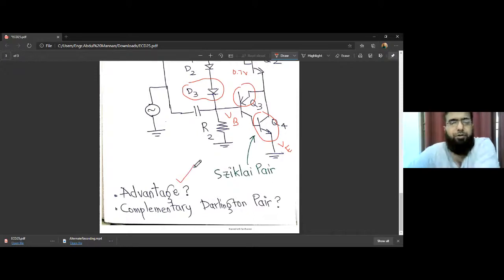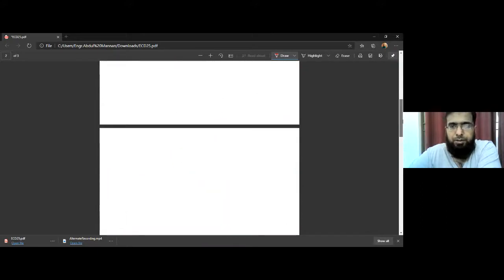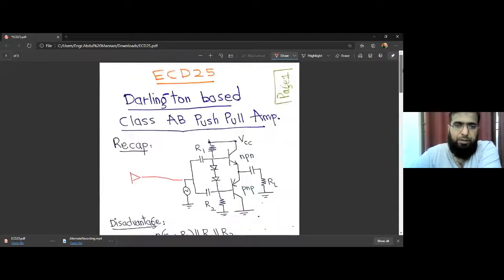I wanted to discuss these advantages, and I wanted to tell you that a Ziegler pair is also called a complementary Darlington pair. That's all for this lecture, and with this lecture we have studied almost everything about class B and class AB amplifiers. In the next lecture we will start studying class C power amplifiers. Thank you.